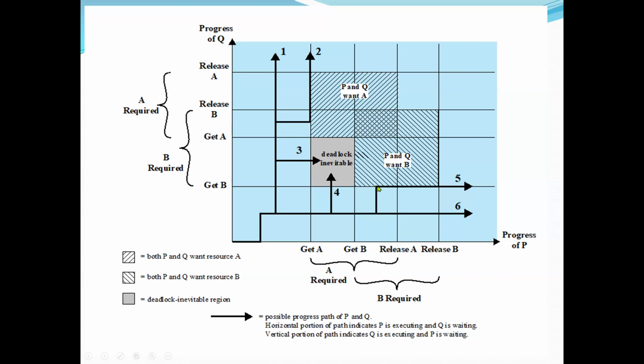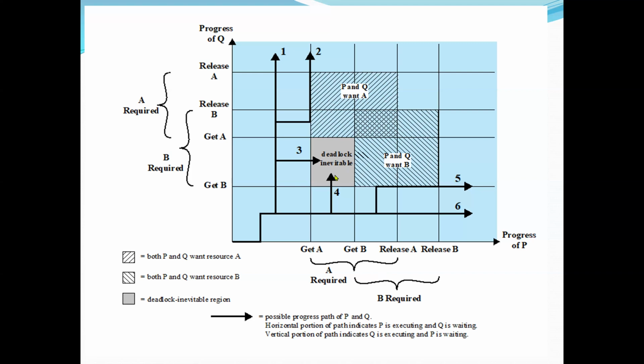If P is using resource A, then Q has to wait. When P releases it, then Q can use it. So in general, we said here the possible progress path for P and Q. The horizontal portion of the path indicates P is executing and Q is waiting, and the vertical part is when Q is executing and P is waiting. The goal of these rules, again, is to avoid the deadlock.